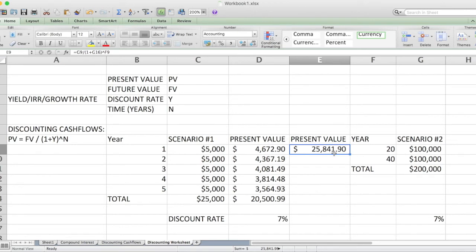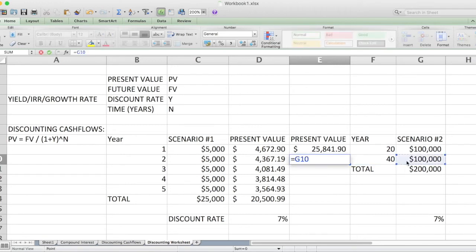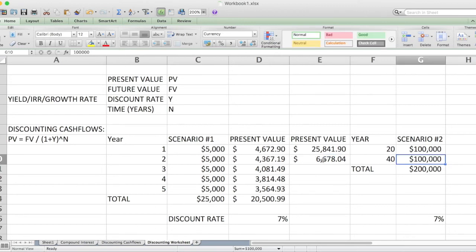Okay, so we could say a few things. One is that it's worth a fair amount of money. It's significantly less than the $100,000 that it appears to be, but okay, it's something. And in the next scenario, I'm now going to discount this other 100,000, equal sign, divided by 1 plus the discount rate, raised to the power of 40 years of discounting. Change that to a currency function. Boom, that's worth $6,678. So way less than the $100,000 nominal value, but still something.